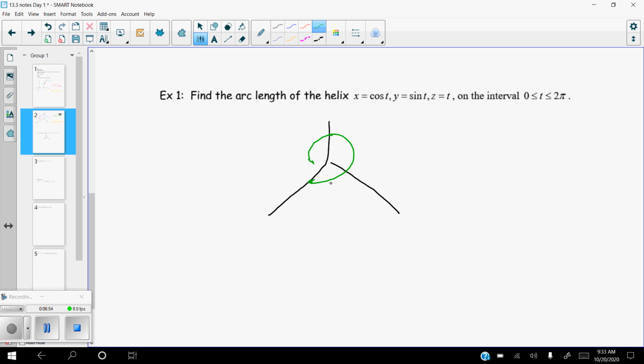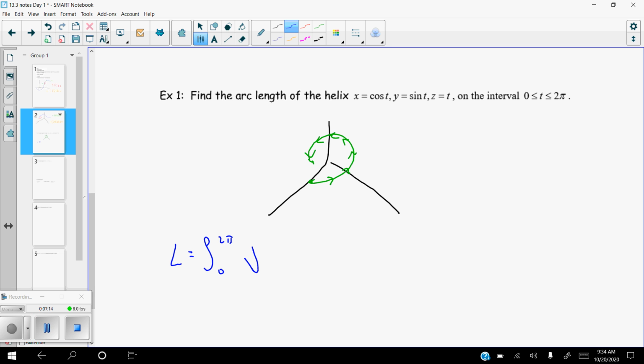So let's go ahead and draw our little arrows in there to show direction. And hopefully you can tell that there's some height there. Okay, so we can figure out the arc length. Our t values are going to go from 0 to 2 pi.